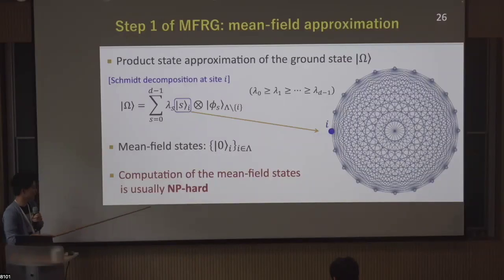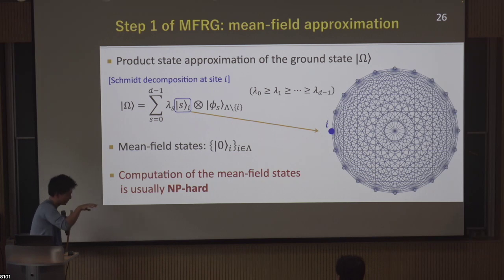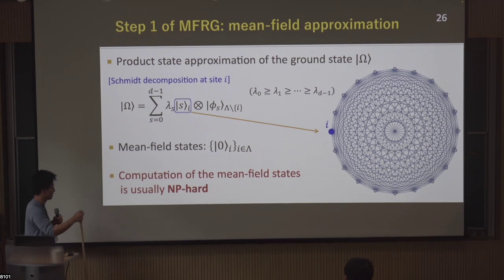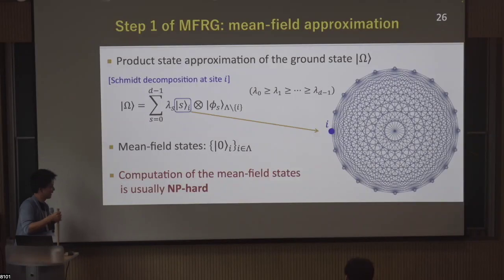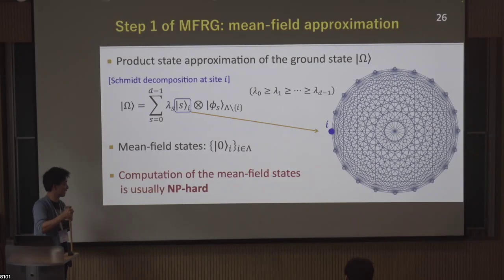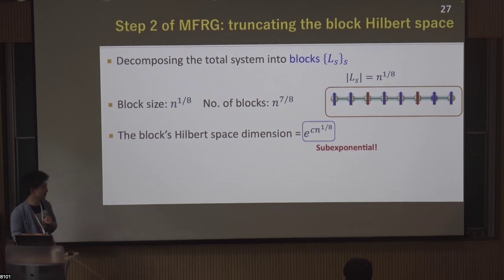Computing the mean field state is usually NP hard, or NP complete, I'm not sure. But anyway, finding the mean field state is usually a very difficult problem. So even if we can get the optimal form of the generalized area law and the MPS approximations, we cannot go beyond the NP class to the P class. Now we have the mean field basis, the 0 state.